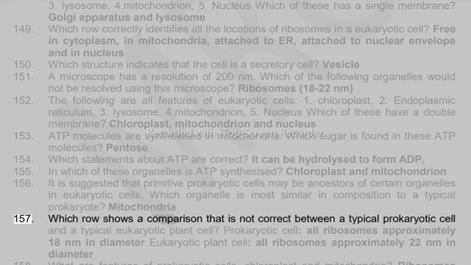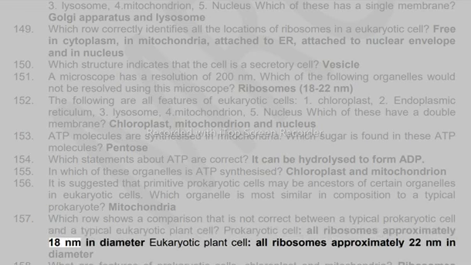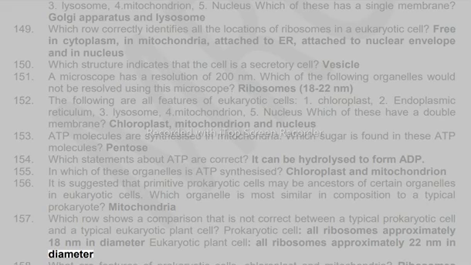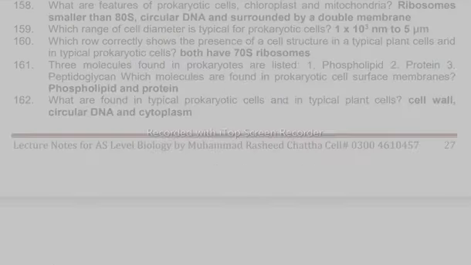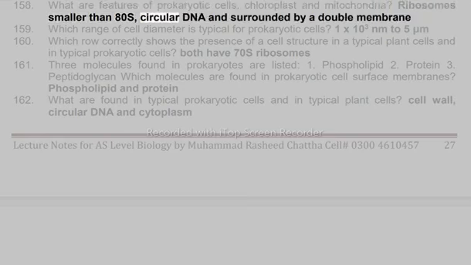Mitochondria. 157. Which row shows a comparison that is not correct between a typical prokaryotic cell and a typical eukaryotic plant cell? Prokaryotic cell, all ribosomes approximately 18 nanometers in diameter. Eukaryotic plant cell, all ribosomes approximately 22 nanometers in diameter. 158. What are features of prokaryotic cells, chloroplasts and mitochondria? Ribosomes smaller than in eukaryotes, circular DNA and surrounded by a double membrane.